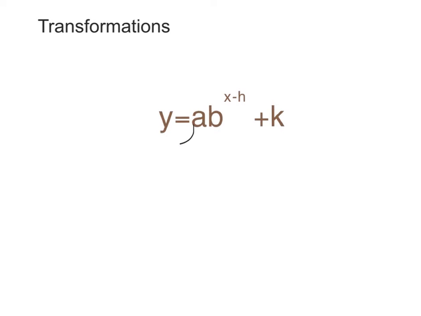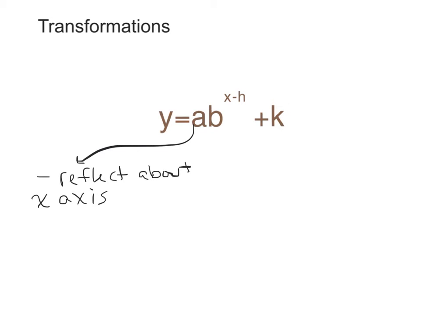Transformations to consider. The first one, if a is negative, that means it's going to be reflected about the x-axis. So all my points from my parent graph will be mirrored downward. If a is positive, I'm sorry, my bad. If a is bigger than 1, it's going to be a stretch. It's going to grow faster. If a is less than 1, it's going to be a compression. And that is an R.